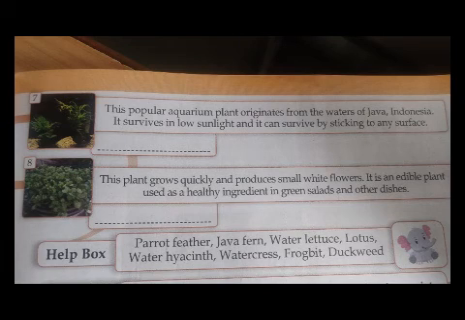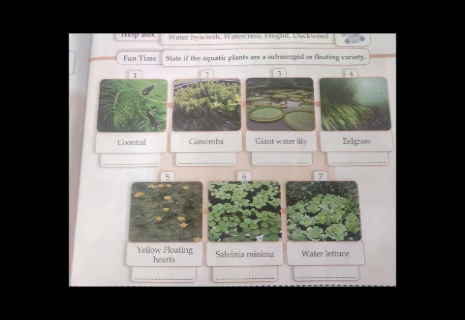Now we will see the next exercise part. In this part, looking at the picture, we have to state if the aquatic plants are a submerged or floating variety. We have to say whether it is submerged inside the water or the leaves are floating above the water.